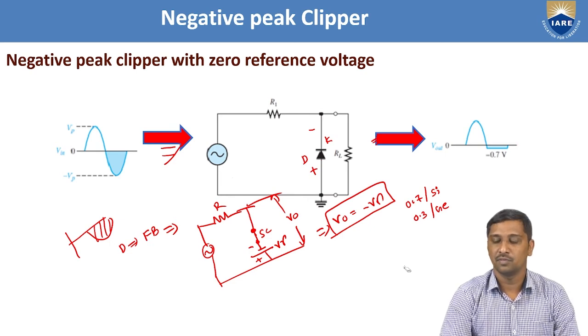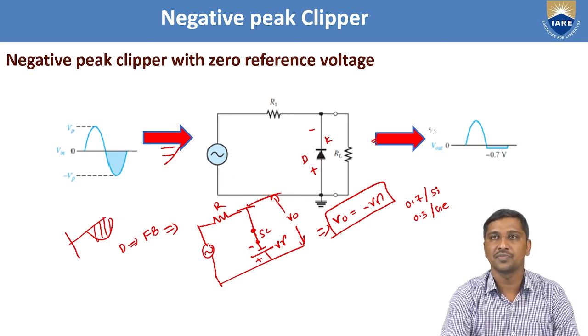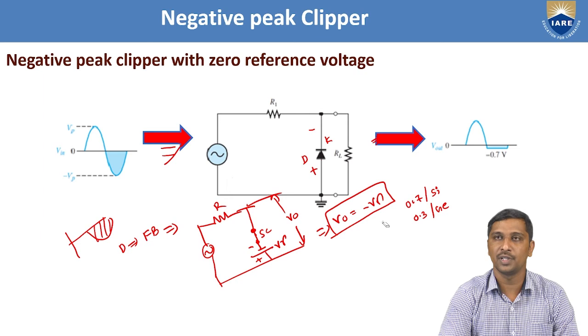What we observed here is that during the positive half cycle, V0 is equal to Vin, and during the negative half cycle, the output voltage is equal to only the cut-in voltage. The cut-in voltage is negative, hence it is represented as minus 0.7 here.